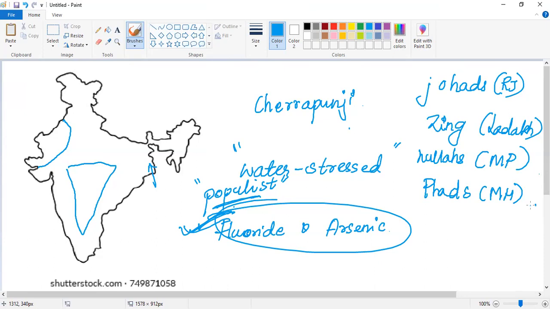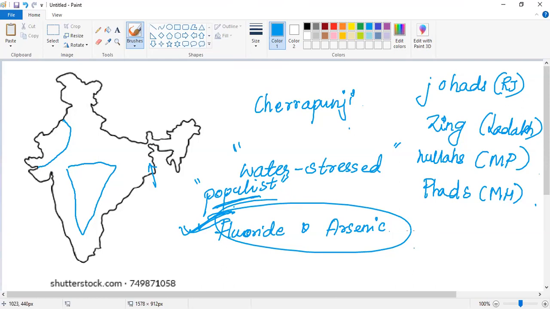Must be practiced. So what have you written? Traditional water harvesting practices or traditional water management practices like Johads of Rajasthan, Zing of Ladakh, Nalas of Madhya Pradesh, Floods of Maharashtra must be practiced. So what is all of this? The first thing is Johads. Johads are nothing but an embankment.